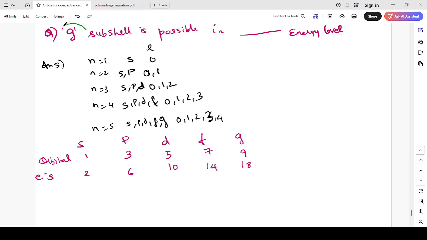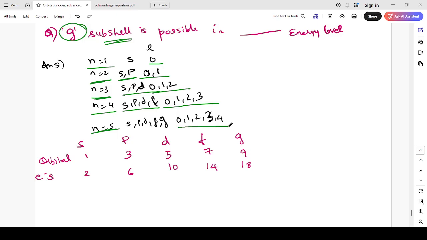They're asking us, when could you have this g subshell? In n equals 1, only 0 is there. In n equals 2, it's s and p. And n equals 3 is 0, 1, 2, so it's s, p, d. Then n equals 4 gives 0, 1, 2, 3, so s, p, d, f. Only when n equals 5, I get 0, 1, 2, 3, 4. So after f, the next subshell is g subshell. So in the fifth energy level only, I can have g subshell. Understood, ma'am.